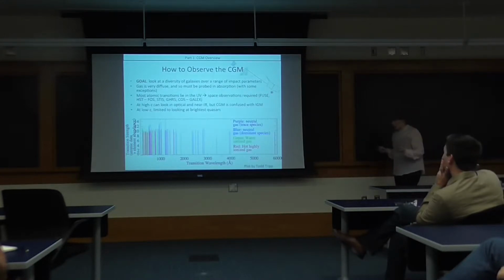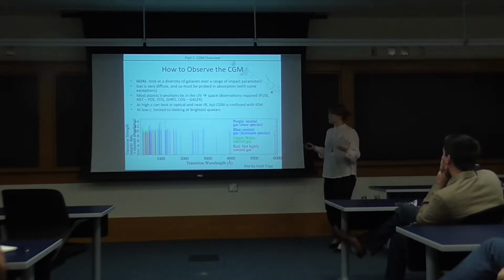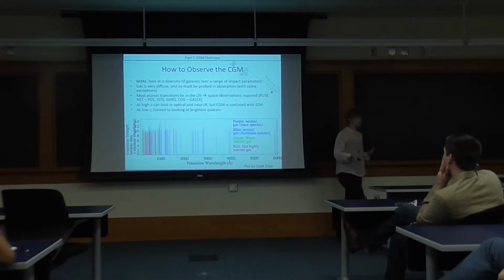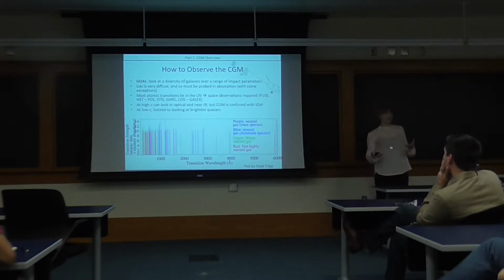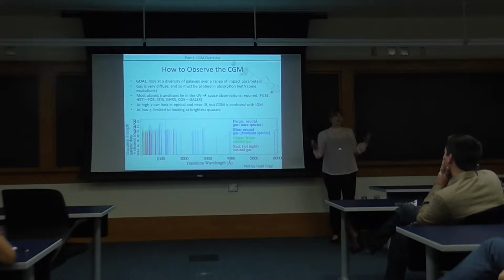So one of the things about this diffuse ionized gas in the halos of galaxies is that all of the important transitions lie in the ultraviolet. And because we are on planet Earth and we like to breathe air and not get irradiated by the sun, we have an atmosphere, we can't actually observe these transitions from the ground.